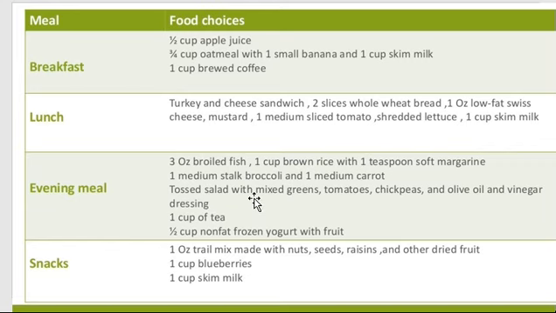Evening meal: 3 ounces broiled fish, 1 cup brown rice with 1 teaspoon soft margarine, 1 medium stalk broccoli and 1 medium carrot. Tossed salad with mixed greens, tomatoes, chickpeas and olives, and vinegar dressing. 1 cup of tea, half cup of non-fat frozen yogurt with fruit. Snack: 1 ounce trail mix with nuts, seeds, raisins and other dried fruits, 1 cup blueberries and 1 cup skim milk.